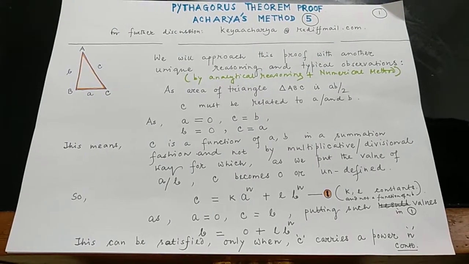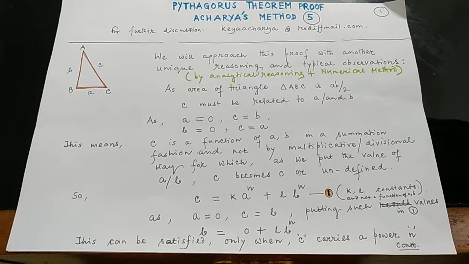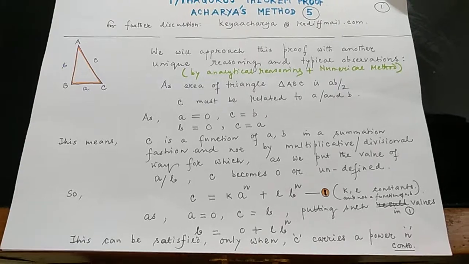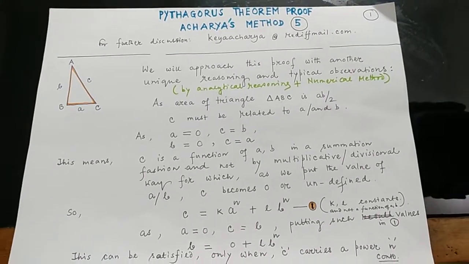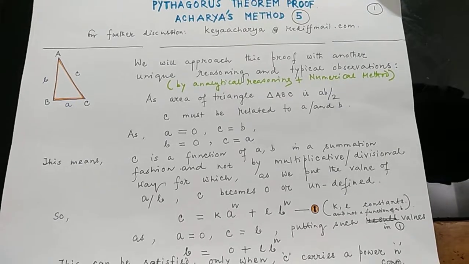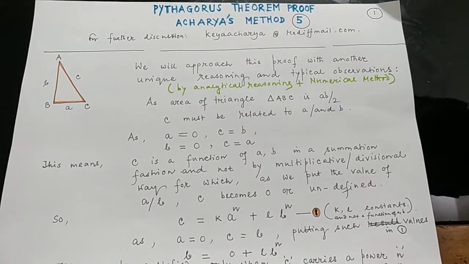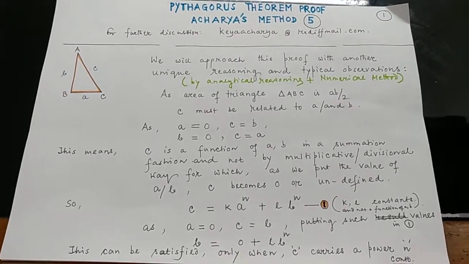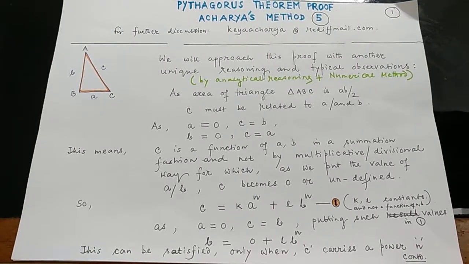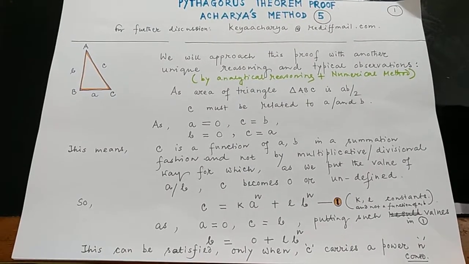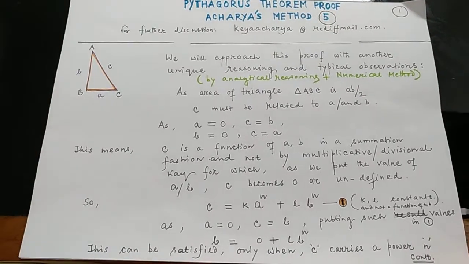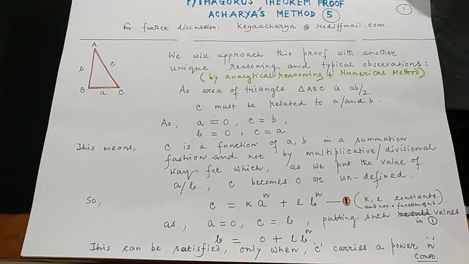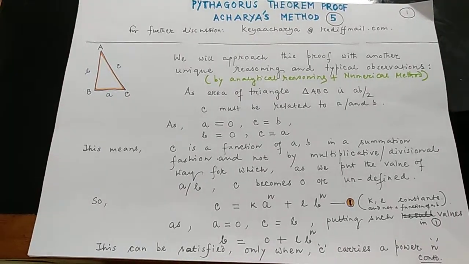And when you are trying to frame the function, before that we make some observations, like when a equal to 0, c equal to b, when b equal to 0, c equal to a. This is sufficient to imagine that c is a function of a and b in a summation fashion, and not by multiplicative or divisional way, because if that is the case, when we put the values of a and b, c becomes either 0 or undefined.